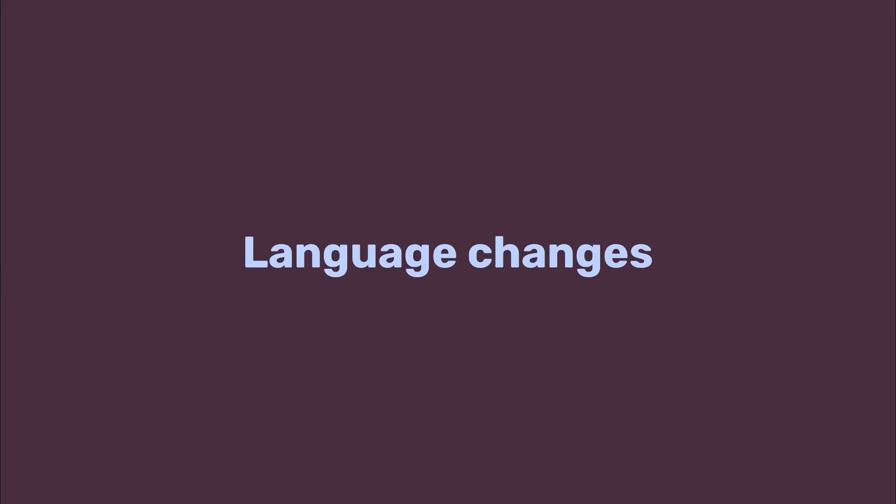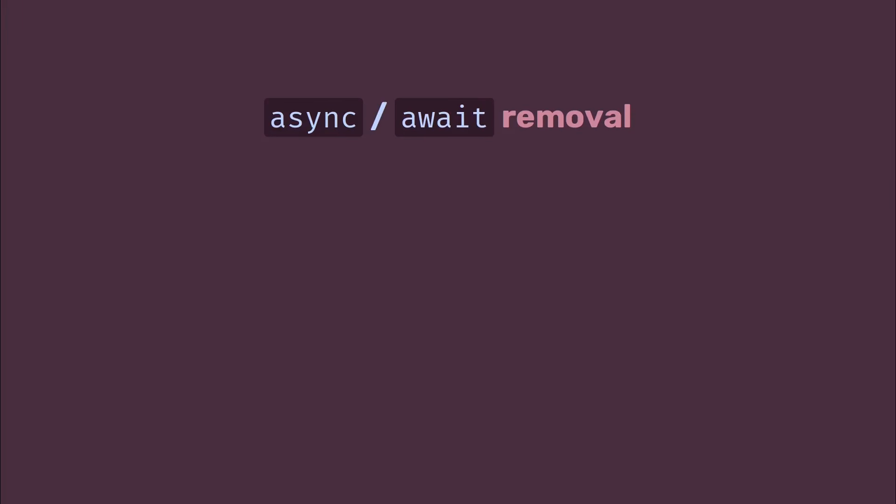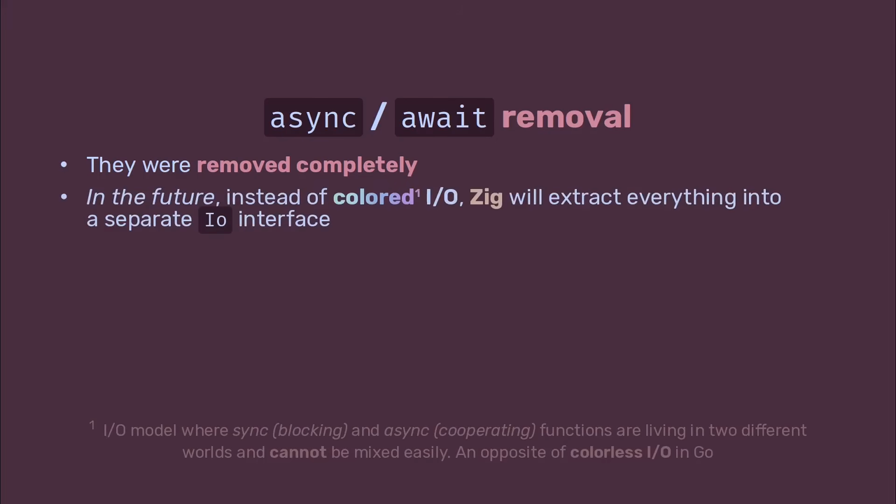Okay, let's talk about language changes. Probably the most important change in this release is the async await removal. Zig developers settled that async await is not how I/O will work in the language in the future, so they will never be back. Instead of colored I/O, Zig will extract all the input-output operations into a separate I/O interface.